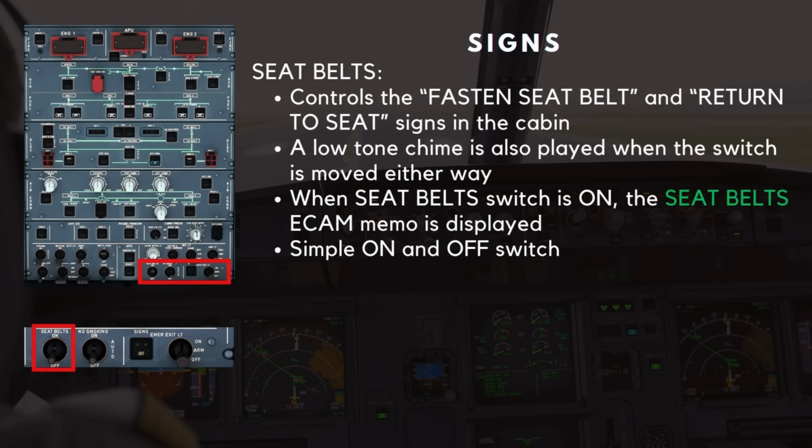Next up is the signs panel. The seatbelt switch controls the fasten seatbelt and return to seat signs in the cabin. A low-tone chime is also played when the switch is moved either way. When the seatbelt switch is on, the seatbelt's ECAM memo is displayed. This is a simple on and off switch.